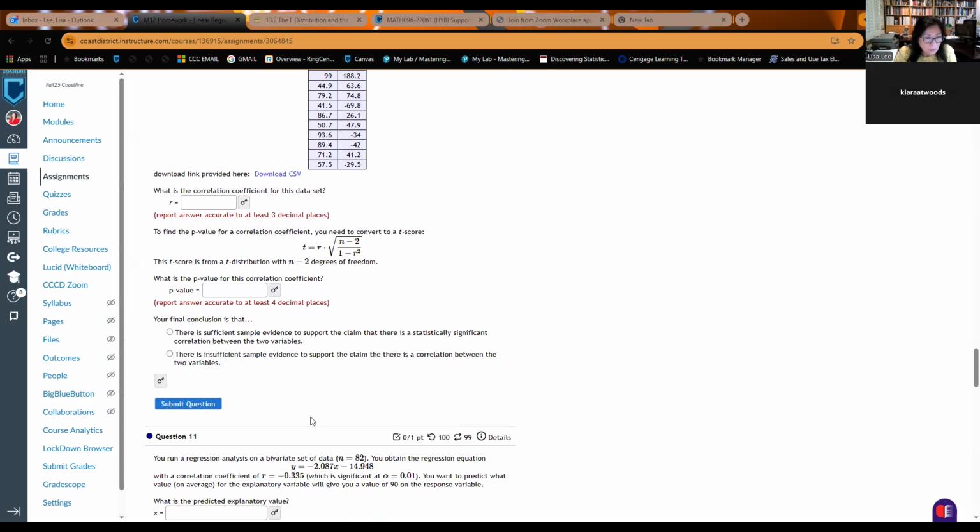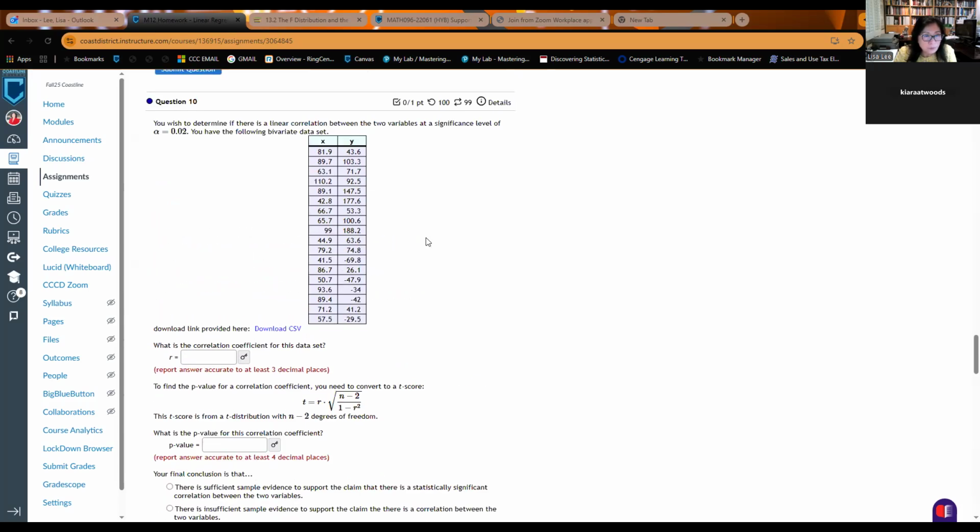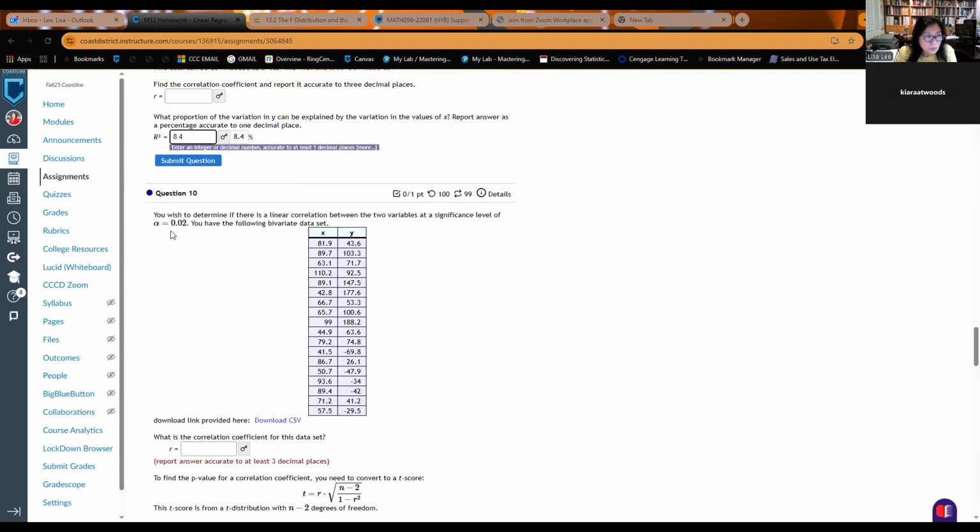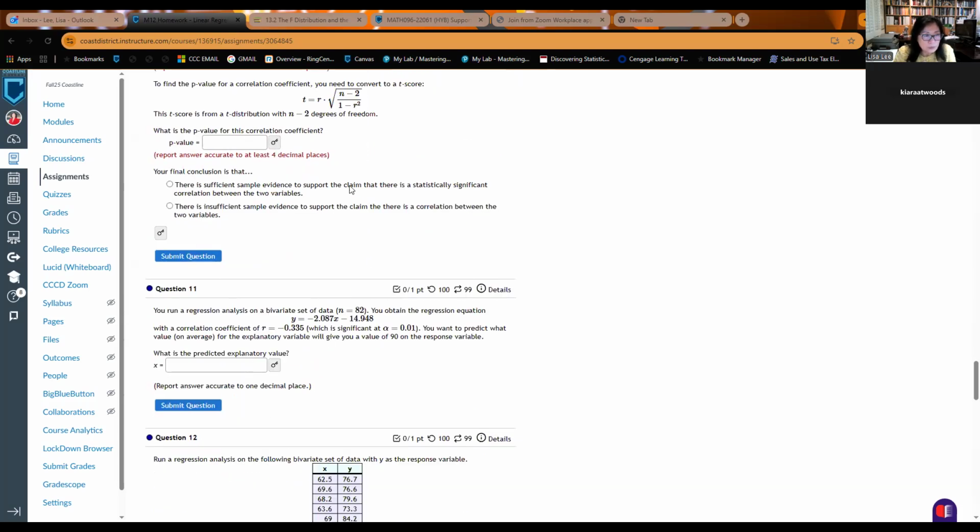Then if you know the p-value, you just compare it to the alpha. If it is smaller than the alpha, then we can reject the null hypothesis. And the null hypothesis assumes our rho is equal to 0. That means non-linear. So it depends what number you got, then you answer that.